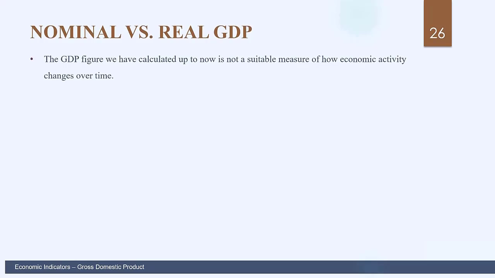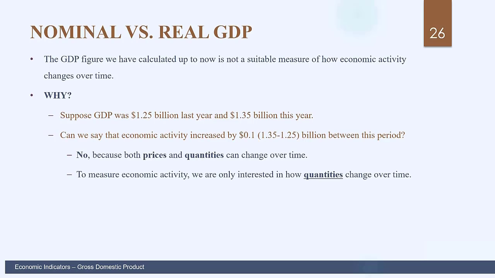So up till now, the GDP figure that we've been calculating is not suitable to measure economic activity over time. Why is that? Well, let's look at an example. Suppose that GDP was $125 billion last year and $1.35 billion this year. Now, can we say that economic activity increased by $0.1 billion between this period?